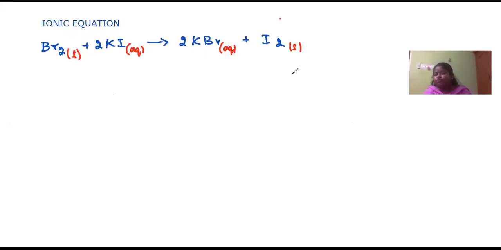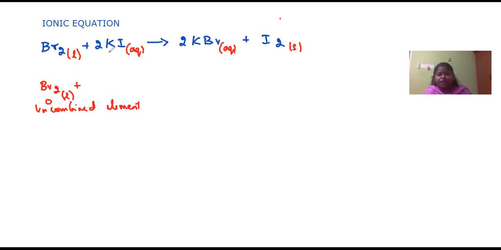First thing you have to write is the state symbols, and then you can write the oxidation numbers. Bromine is an uncombined element, so for an uncombined element the oxidation number will be 0. When bromine reacts with, again, we are not supposed to forget the state symbol, liquid state. Now come to KI. It is aqueous.